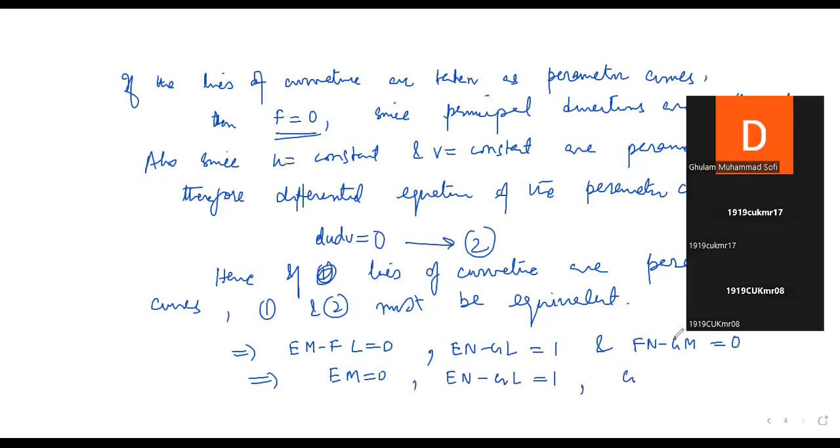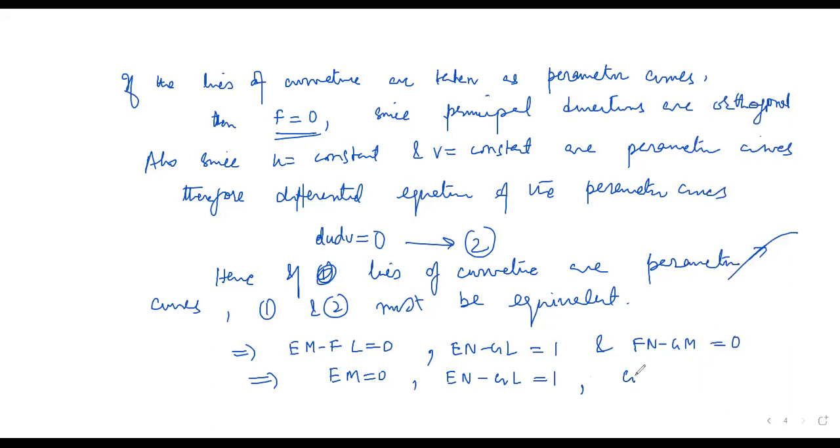And GM must be equal to 0, because F is already 0, which implies that M must be equal to 0. Why? Because neither E can be 0 for a regular surface, nor G can be 0 for a regular surface. So therefore M must be equal to 0. F is 0 because of orthogonality if we take lines of curvature, and matching these two equations, M would be 0. So in any case F and M must be 0 if we take parametric curves as lines of curvature.